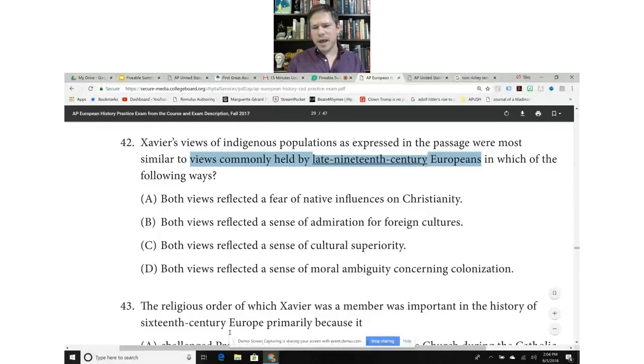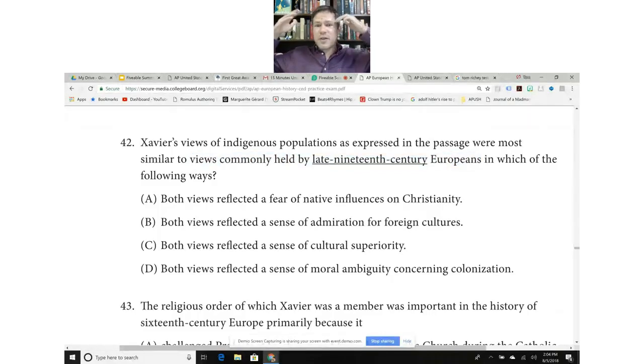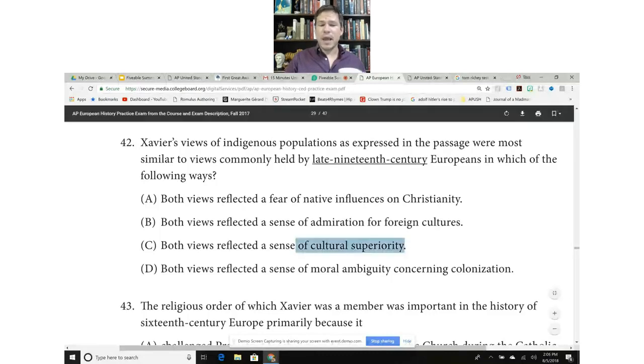Not so sure about that, especially for the late 19th century. Put the 19th century hat on and ask, are people really afraid that the natives are going to influence Christianity? Unlikely. B: Both views reflected a sense of admiration for foreign cultures. C: both views reflected a sense of cultural superiority. Now, this is one that jumps out at me right off the bat. I'm thinking, okay, that's good.